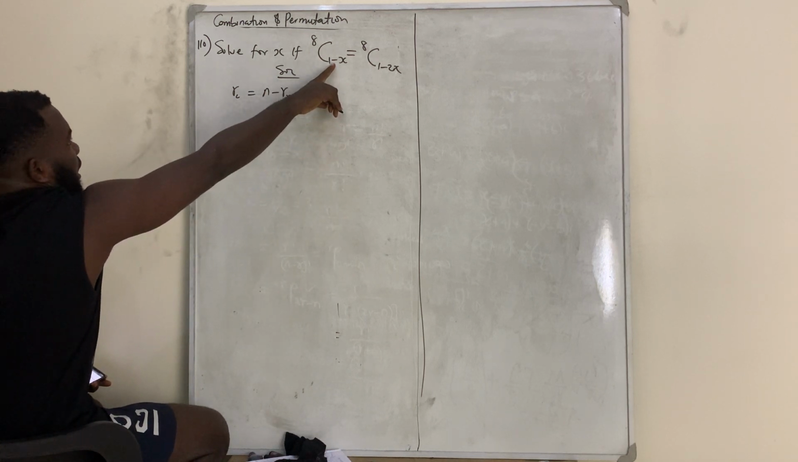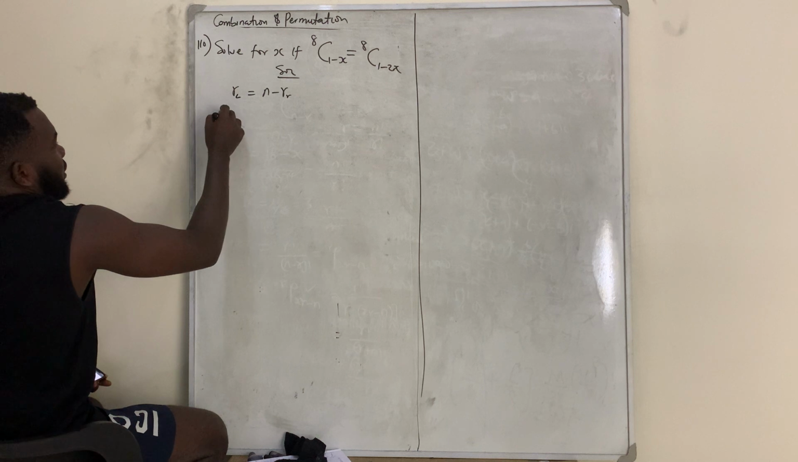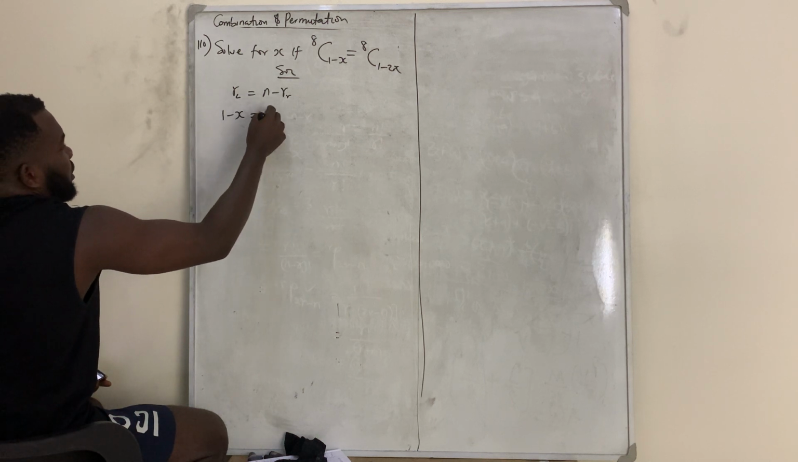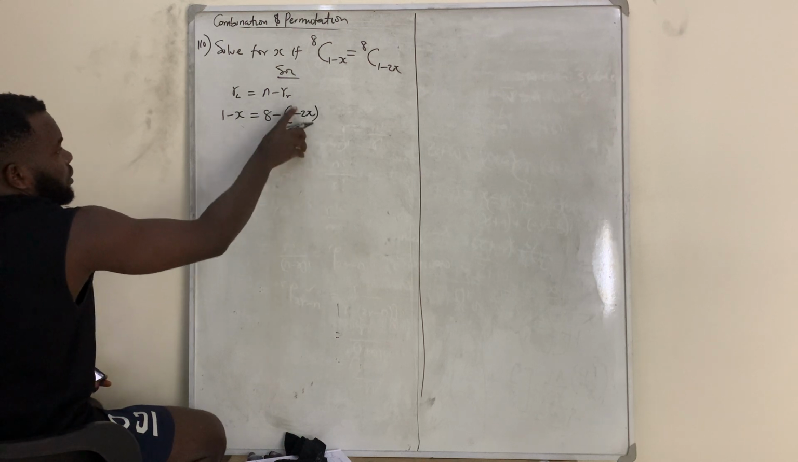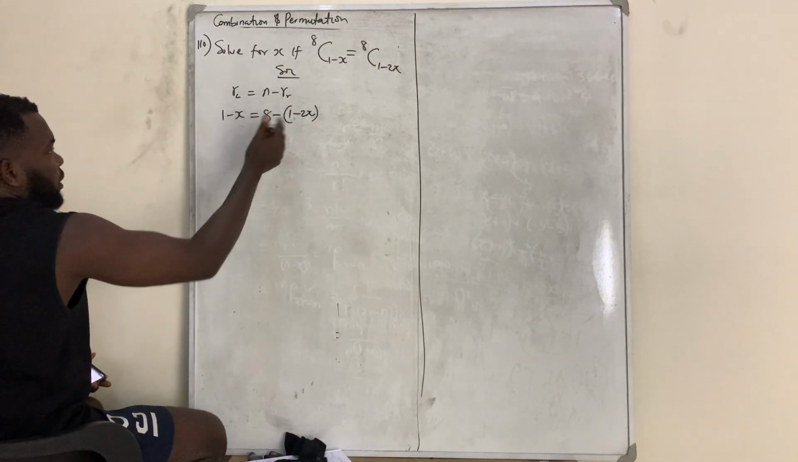So we'll do the same thing. R for left hand side is 1 minus x, which is equal to what? 8 minus r for the right hand side, which is 1 minus 2x. You have to put this in bracket because minus is powerful. If not, you will fail it.